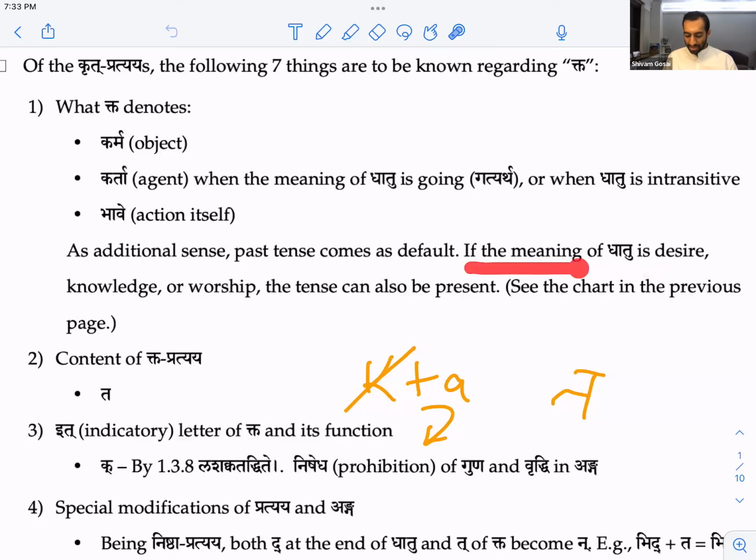Now, if the meaning of the dhatu is three things, right? Desire is the first thing, knowledge, or worship. Okay, if the meaning of the dhatu is these three things, desire, ichcha, knowledge, jnana, or worship, bhajanam, then the tense can also be present. Okay, so the tense can be present tense. So usually past tense, but only when the meaning of the dhatu is these three things.